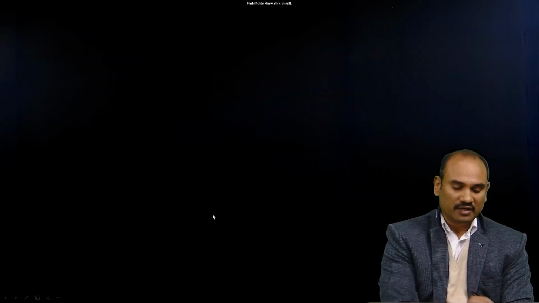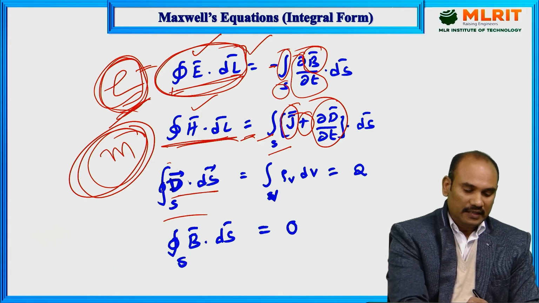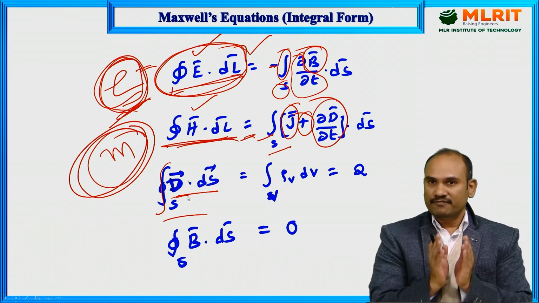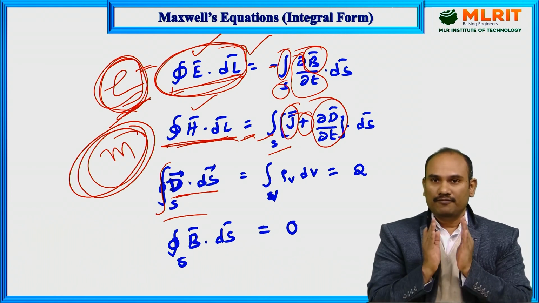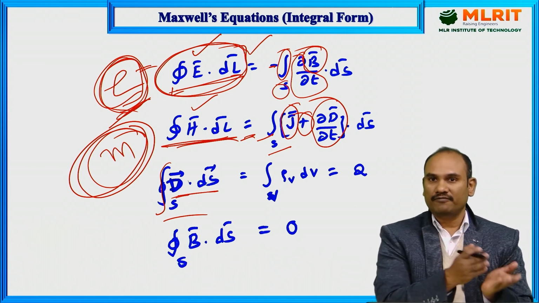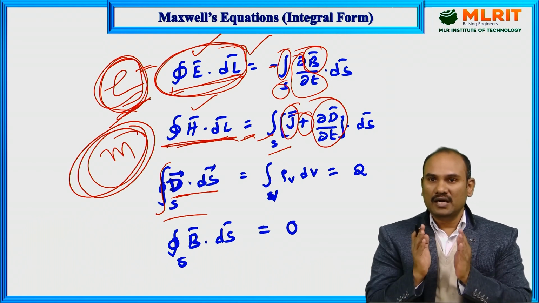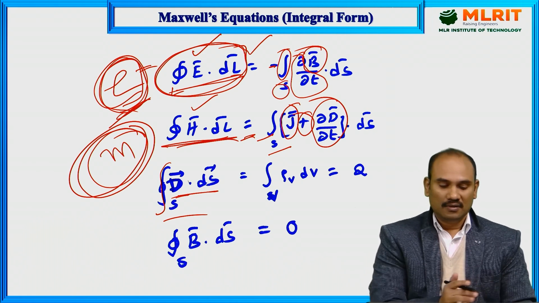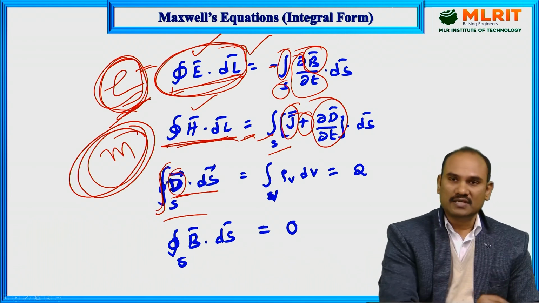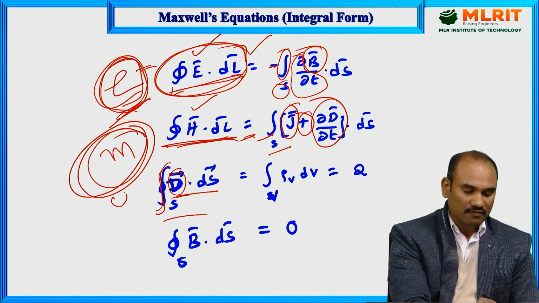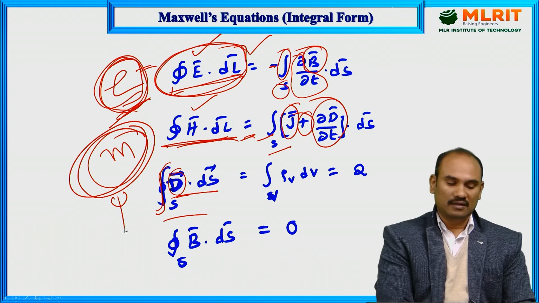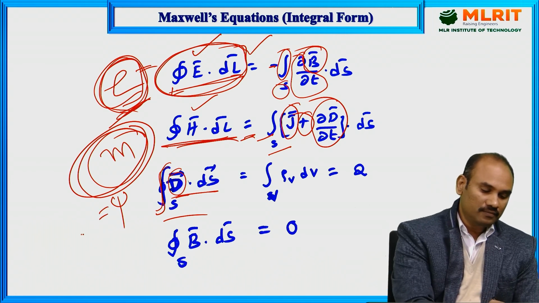Next, coming to the third one, D bar dot ds. D bar is flux density, electric flux density. If you integrate flux density, you get flux. If you integrate charge density, you get charge. If you integrate power spectral density, you get power. So by integrating electric flux density, you get electric flux. What is that equal to? Psi. Electric flux is psi. As per Gauss law, psi equals Q.